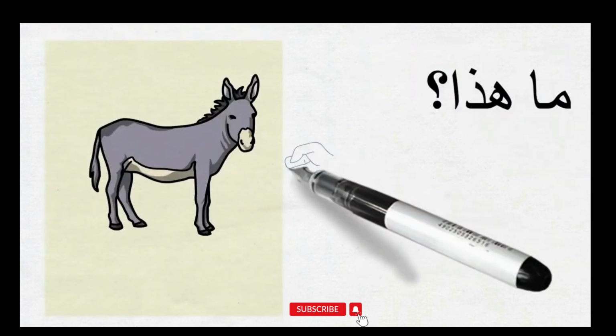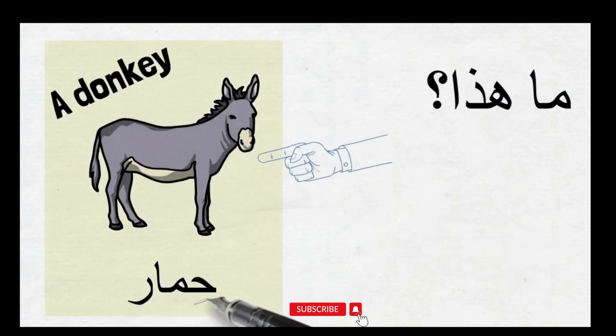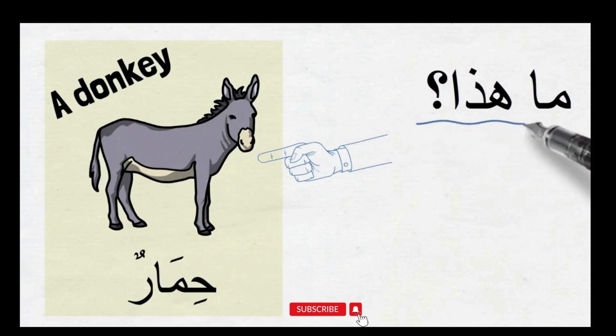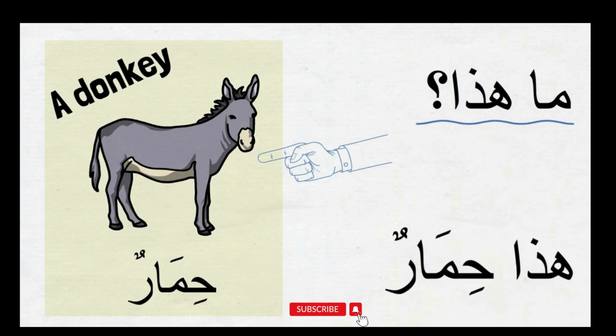ما هذا؟ What is this? This is a donkey, and a donkey is حمار. So let me ask my question once again. ما هذا؟ You go ahead and answer. هذا حمار. Right?